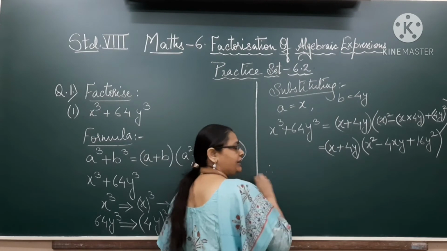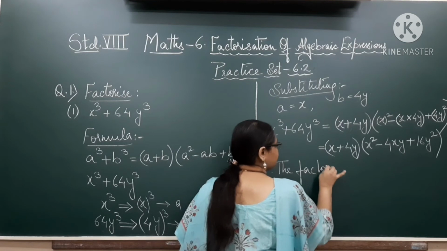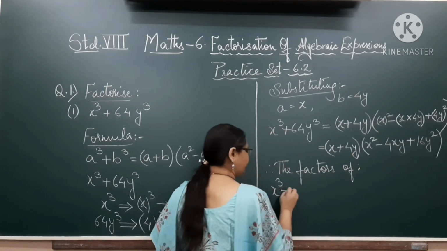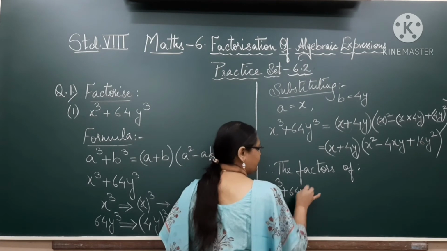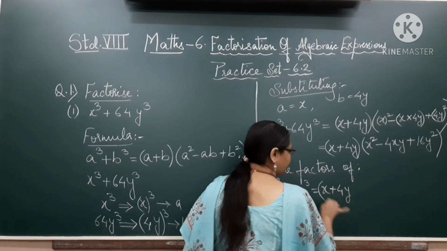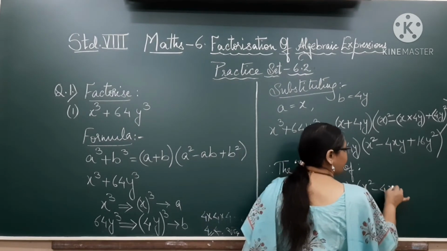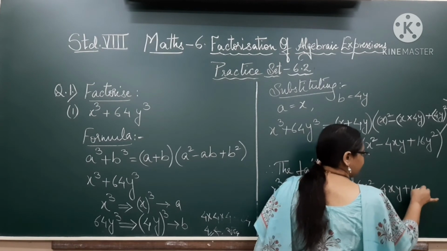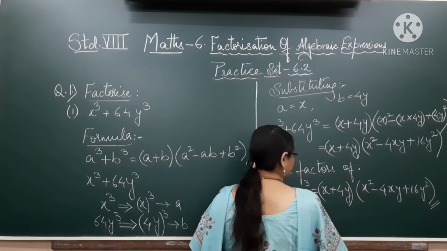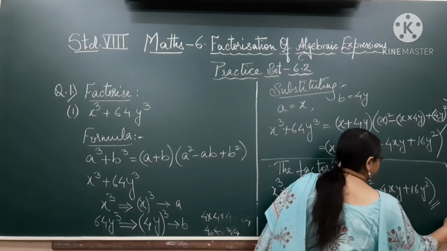So once I get the two factors, I get the answer now. The factors of x cube plus 64y cube are x plus 4y and x square minus 4xy plus 16y square. So this will be our answer.